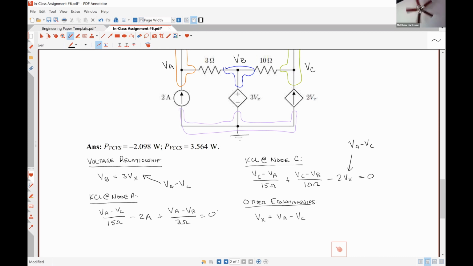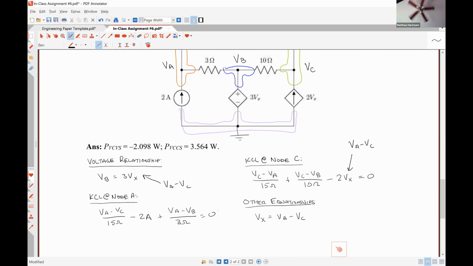For my KCL at node C equation, my coefficient for node A is minus 1/15. My coefficient for node B is minus 1/10. Oh, actually, that's incorrect. So my coefficient for VA is minus 1/15 minus 2, because I didn't include the Vx contribution to VA there. So that's why that's that. My coefficient for VB is minus 1/10. My coefficient for VC is 1/15 plus 2. And it's plus because I have minus 2 times negative VC, which is +2 VC, equal to 0.